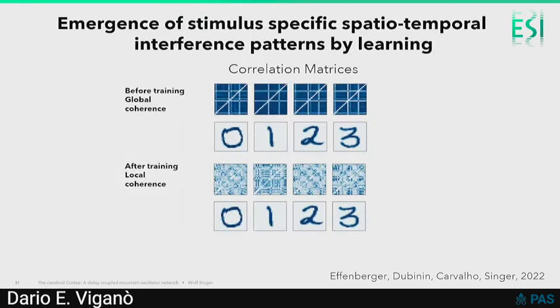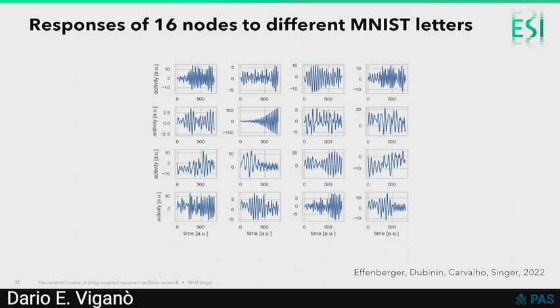So here you see the emergence of stimulus-specific spatiotemporal interference patterns that are caused by learning. The upper panels show the naive network, and when you show those letters, the networks respond more or less with rather boring, globally synchronized activity patterns. And as they continue to start to learn, these patterns become much more subtle. They become landscapes that are very characteristic for each of these letters and then can be classified very easily by a linear classifier. So this is how these nodes respond to one of the MNIST letters, for example.